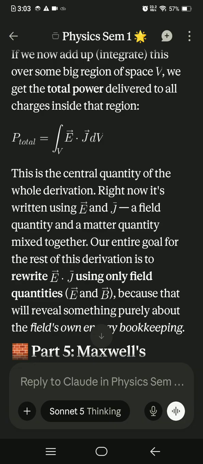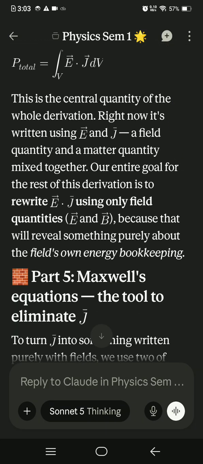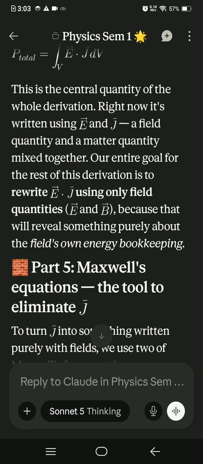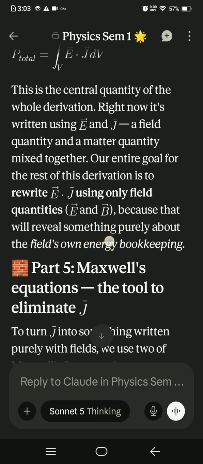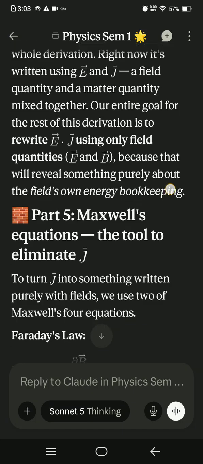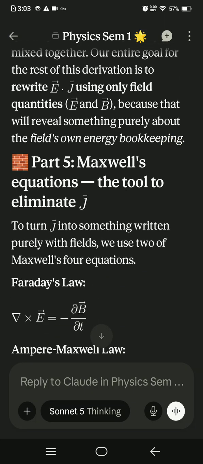Right now it's written using E and J, a field quantity and a matter quantity mixed together. Field and matter. This is the current inside that volume, and the field. So our entire goal for the rest of this derivation is to rewrite E dot J using only the field quantities E and B, because that will reveal something purely about the field's own energy bookkeeping. So part 5, Maxwell's equations, the tools to eliminate J.